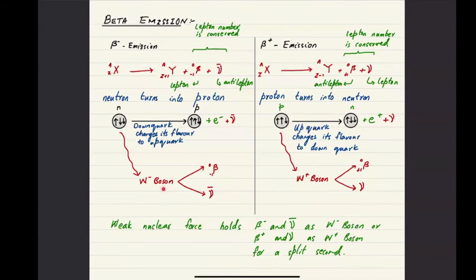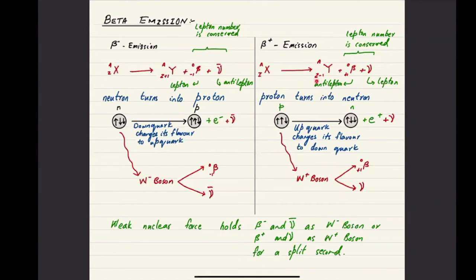And a weak nuclear force is a force that holds beta and neutrino together for a very small fraction of a second before they split up and get emitted from the nucleus. Okay, and very similarly, when a beta plus emission takes place, you know that a proton splits up into a neutron and positron.